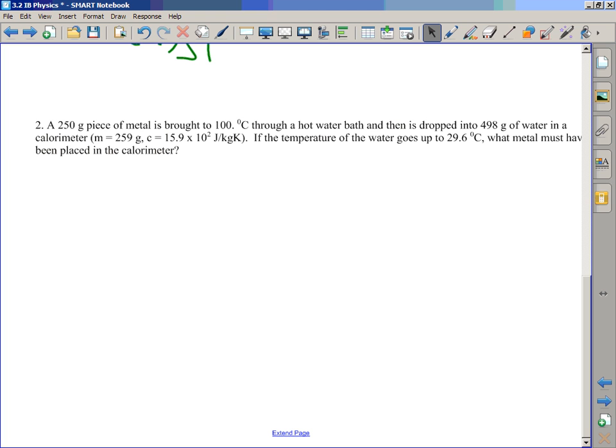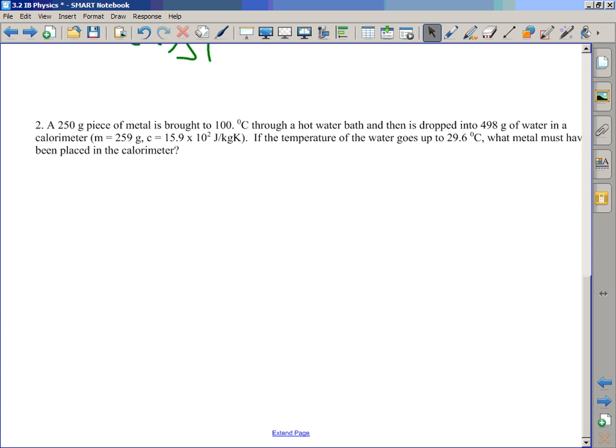A 250 gram piece of metal is brought to 100 degrees Celsius by sticking it in boiling water. Boiling water has pretty much exactly, depending upon atmospheric conditions and what's in the water, a temperature of 100 degrees Celsius. If you leave the metal in there for a long time, eventually it gets to 100 degrees Celsius also. If you pull it out too quick, it won't have gotten up to the temperature. So you pull it out of the hot water bath and drop it in some water in a calorimeter, and you see what happens to the temperature.